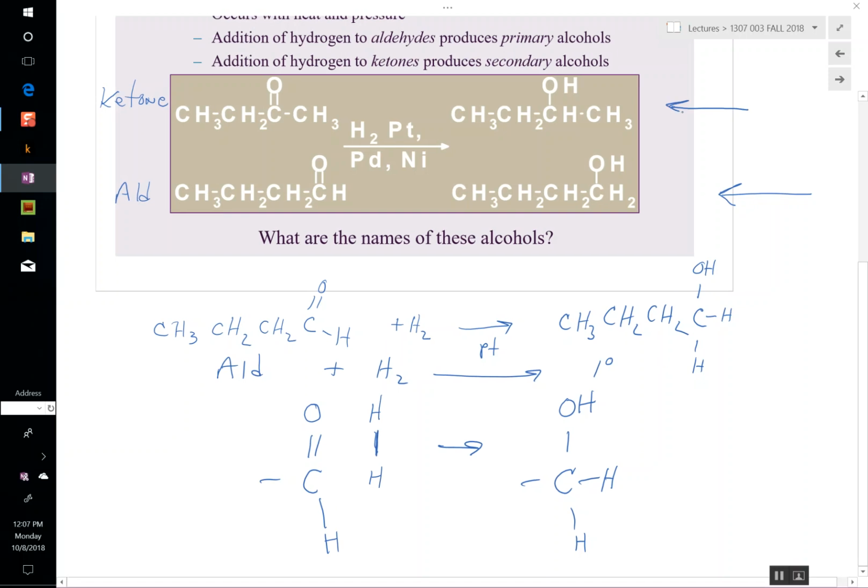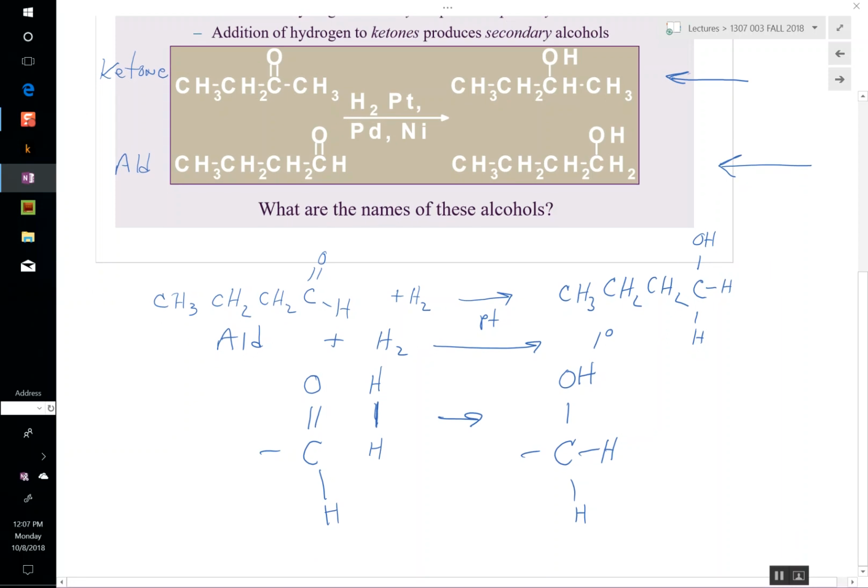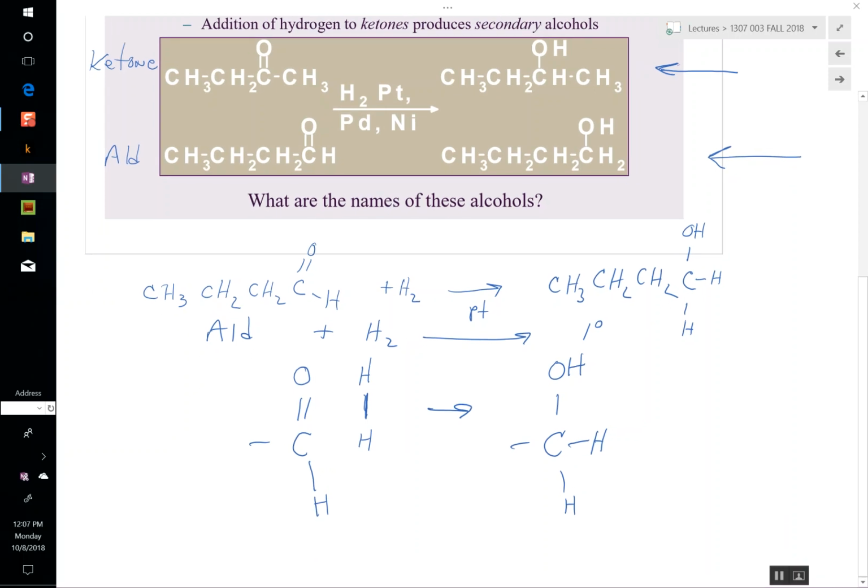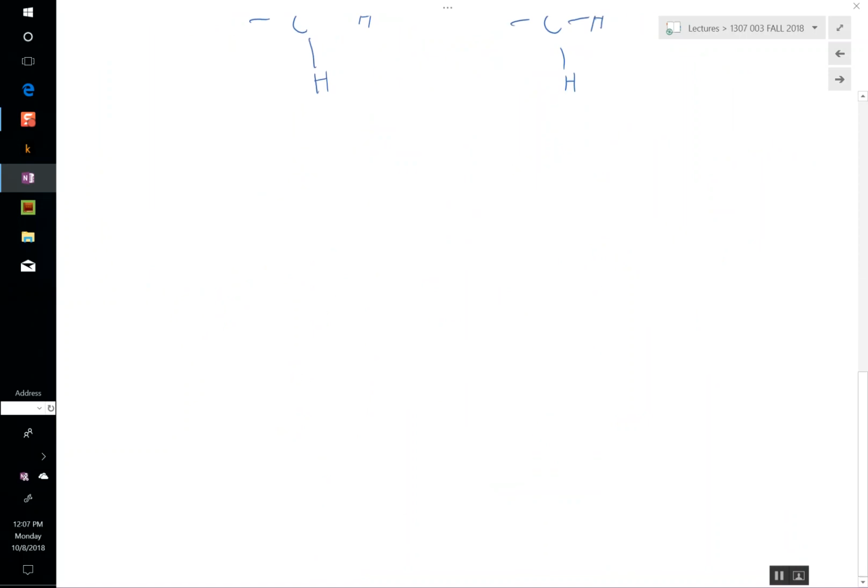Now let's take a peek up here. Again, we're dealing with a ketone that's 4 carbons long. So here's a ketone that is 4 carbons long, plus hydrogen, plus some sort of catalyst. And then this would create a major and minor because it's in the middle? No, there's going to be only one product here. There's not going to be a major or minor.